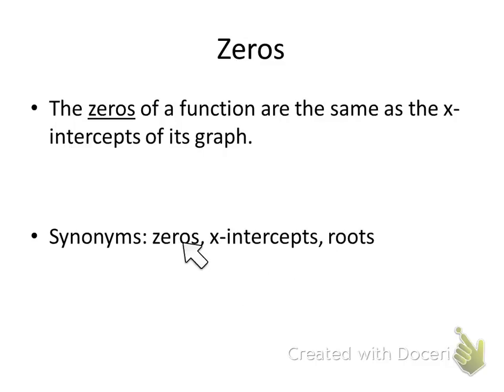Synonyms of each other: zeros, x-intercepts, roots, whatever you have in your college algebra book, or even in your trig pre-calc book, whatever it says. If it says roots, if it says the word zeros, if it says x-intercepts, they're all the same thing. That means their y-coordinate is 0. Wait a second, let me say that again. That means their y-coordinate is 0. It gives you a point on your graph. Your y-coordinate is 0.